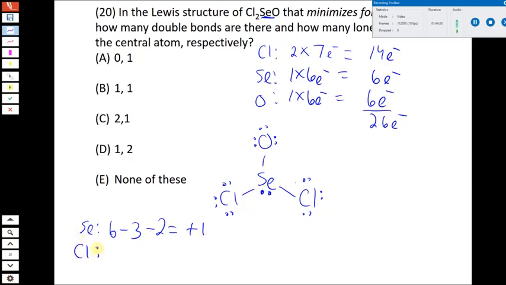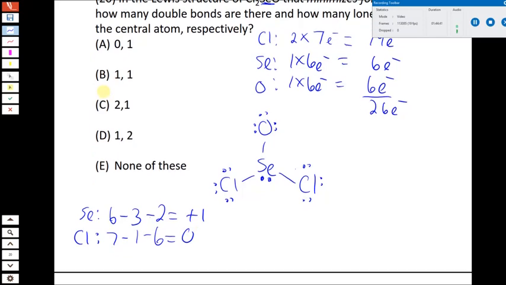For chlorine, we have 2 of them. They're identical, so we just have to calculate the formal charge once. Chlorine has 7 valence electrons. In this case, 1 bond for each chlorine and 6 non-bonding electrons. 7 minus 1 minus 6 is 0. That's a pattern we should start to recognize. Halogens with a single bond and 3 lone pairs give you 0 formal charge. Very common arrangement. And then finally, the oxygen, last one, 6 valence electrons for oxygen.